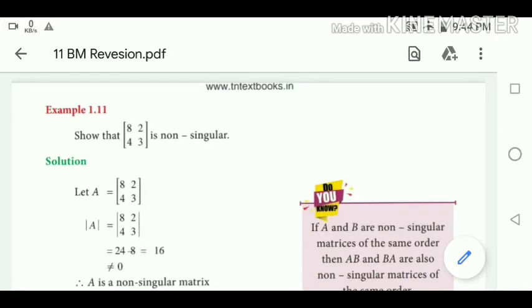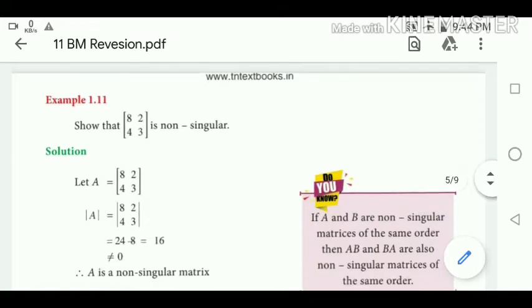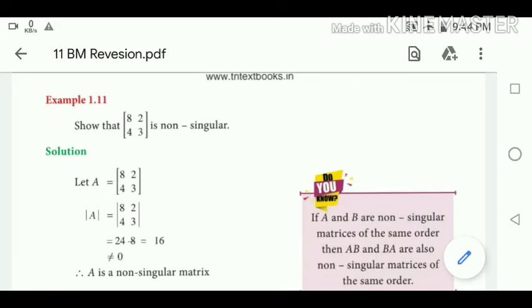If the value of the determinant is non-zero, then it is a non-singular matrix. If it is 0, it is a singular matrix. Here, the value of the determinant is 16. It is not equal to 0. Therefore, A is a non-singular matrix. This is the way you have to find whether a matrix is singular or non-singular.